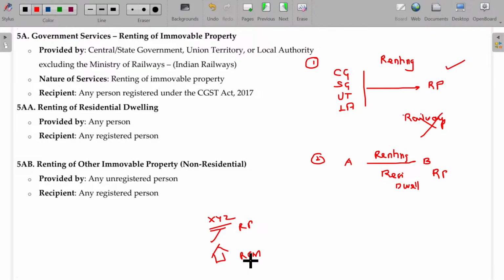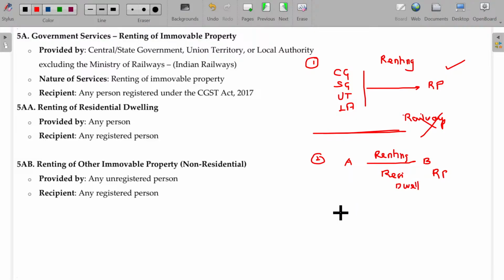Sir, I am living in a rented premises. Do I need to pay GST? No need. GST is not applicable for individual residential dwelling purposes. If you are a registered person and you take any premises on rent and pay the rent, automatically RCM basis will be applicable. Is that clear? Hope you'll be able to understand now. Second point: this will be renting of any immovable property. This is residential dwelling.